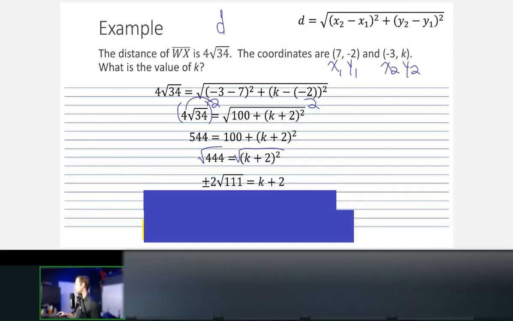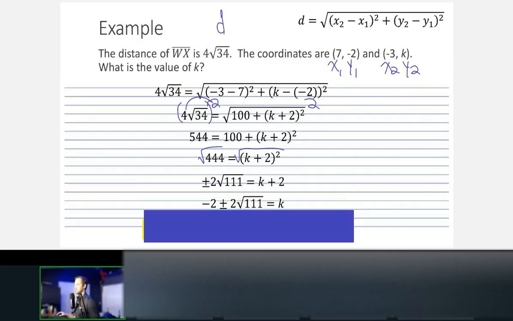And the square root of 444 is 2 radical 111. Either you typed it in and hit enter and it gave you that simplified radical, or you did it by hand. All right, what's the next step? Minus 2 both sides. Yep.